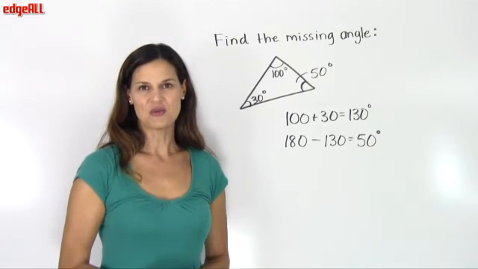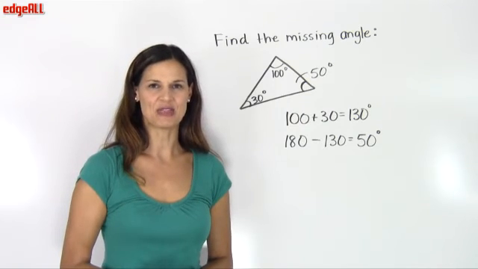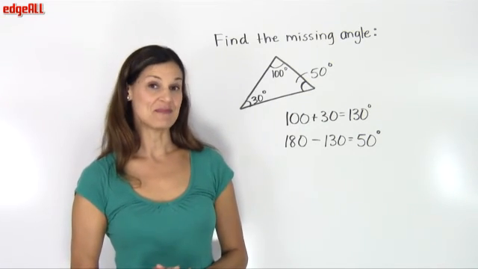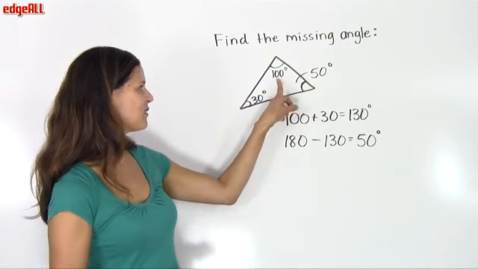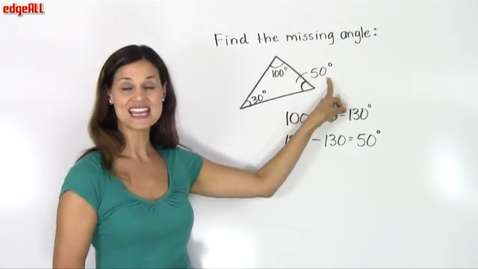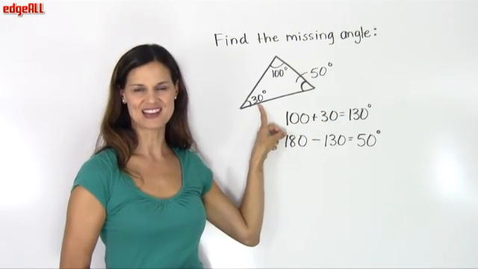We want to check our work real quickly by adding up the angle measurements of the three angles of our triangle and making sure that they add up to 180. So 100 plus 50 equals 150, plus 30 equals 180.